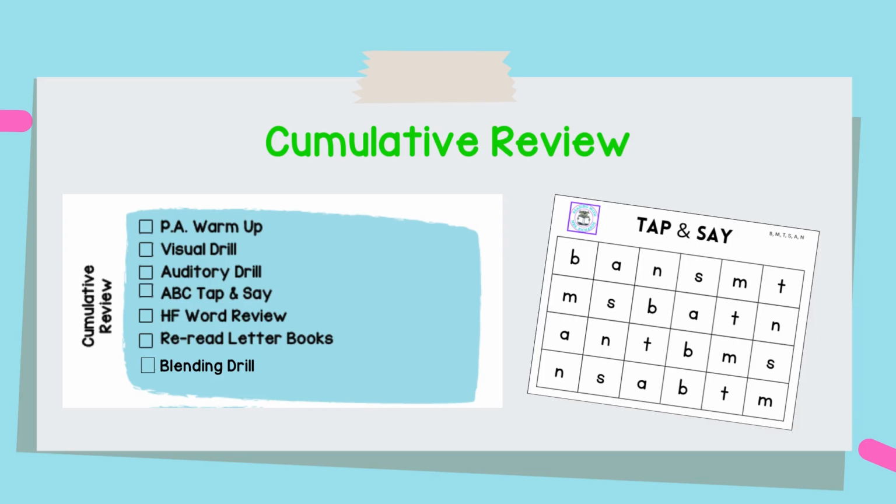You can do a game called Odd One Out, where you give them 2 to 3 words, and they have to decide which word doesn't begin with the same sound as the others. You can do syllable tapping. Those are all different activities or ideas that you can do when it comes to phonemic awareness warm-up.